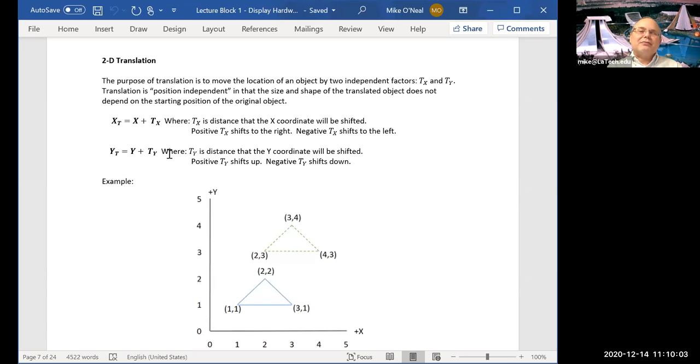Let me back up here because it's early. If the translation factors are positive, this is translation, it will move the object to the right in X. If Y translation is positive, it will shift the object up. If these are negative, a negative X translation will shift the object to the left, and a negative translation factor in Y would move the object down.